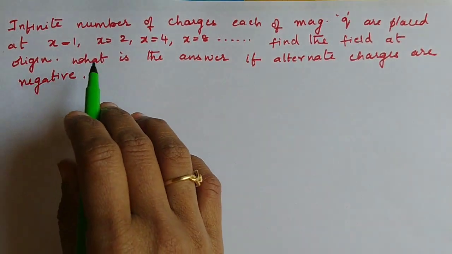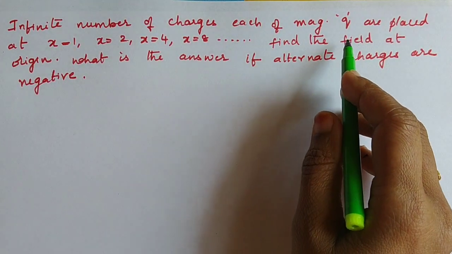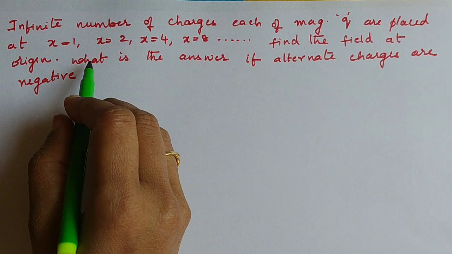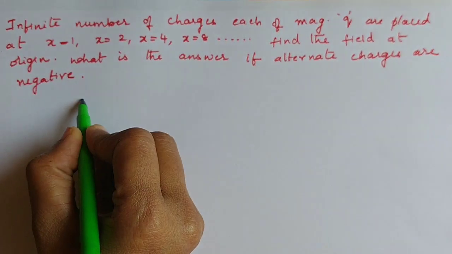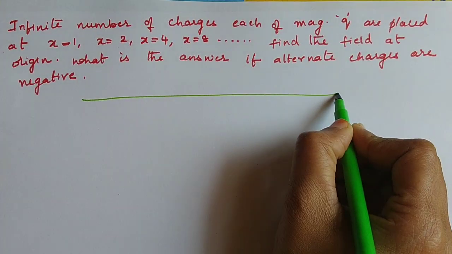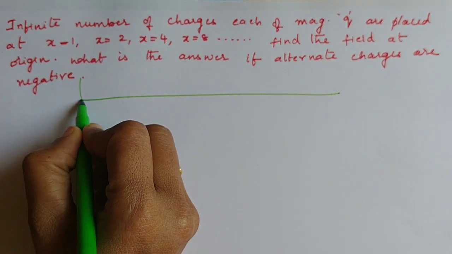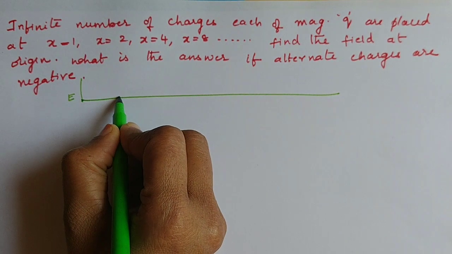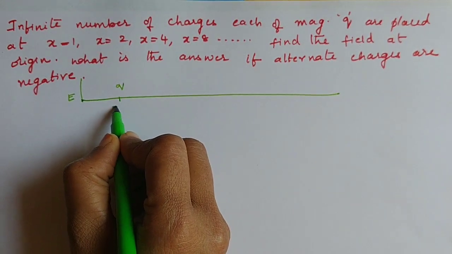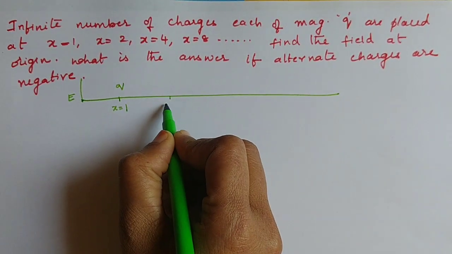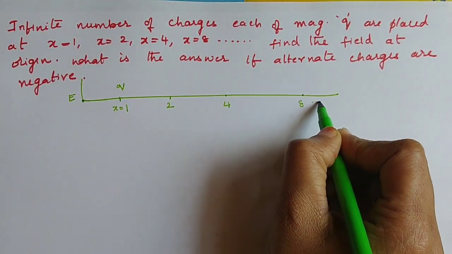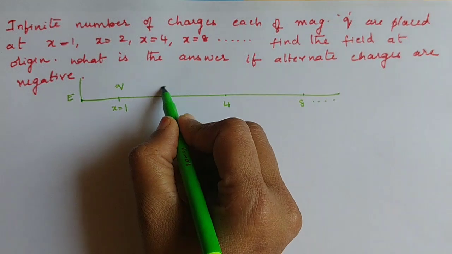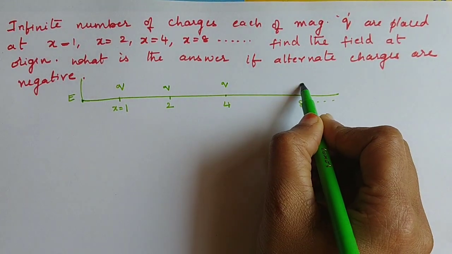So in this question, there are infinite number of charges, each of magnitude q, which are placed at positions 1, 2, 4, 8 and so on, and you need to find the field at origin. So assume that this is your x-axis, origin. We have to calculate the field here. A charge q is at x equal to 1 meter, then 2 meter, 4, 8 and so on. Now all are like charges q.